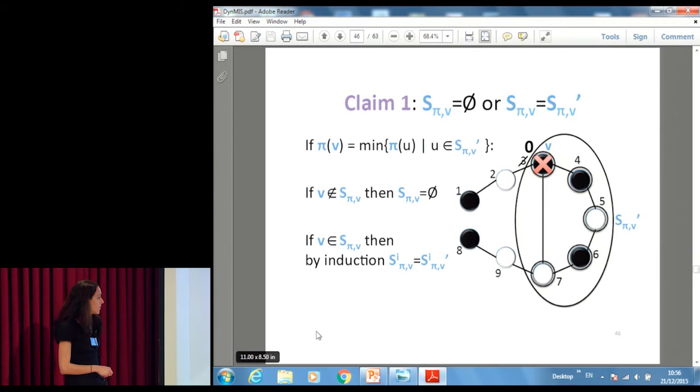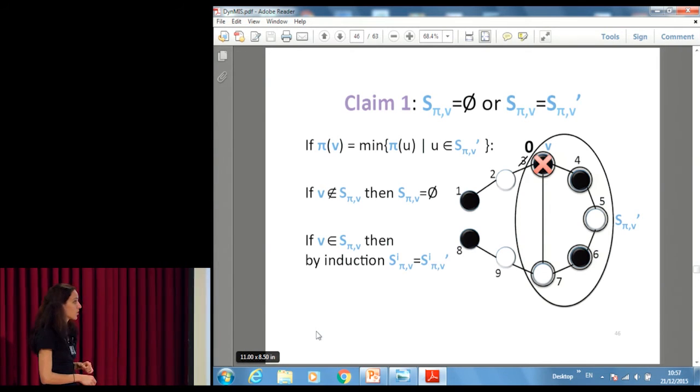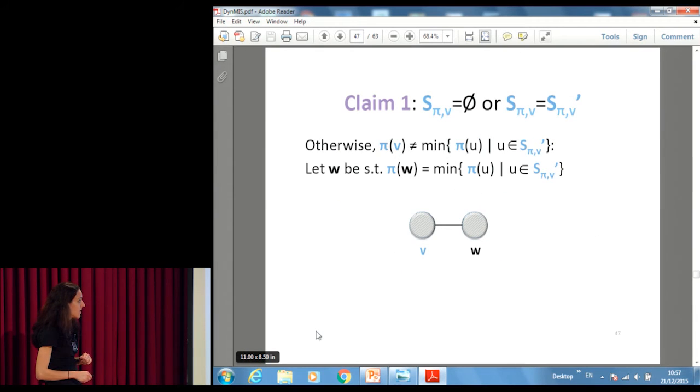Okay? So by induction, I'm not going to show this. This is just a bit technical. But by induction, I can show that these sets are the same. So really, if V really is the minimal among all of these, then the sets are equal. Okay? If it's not the minimal, then my argument is that S is empty to begin with. Okay, let me quickly show you why.